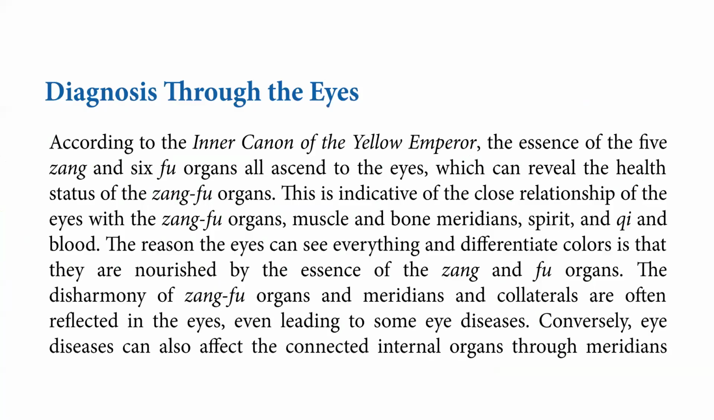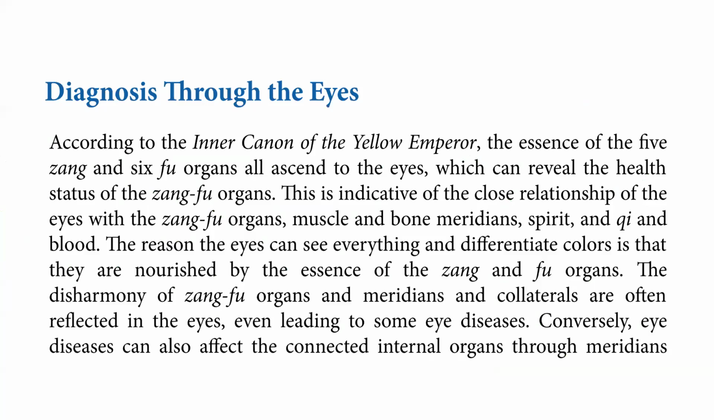According to the Inner Canon of the Yellow Emperor, the essence of the 5 zang and 6 fu organs all ascend to the eyes, which can reveal the health status of the zang fu organs. This is indicative of the close relationship of the eyes with the zang fu organs, muscle and bone meridians, spirit and qi, and blood. The reason the eyes can see everything in different colors is that they are nourished by the essence of the zang and fu organs.